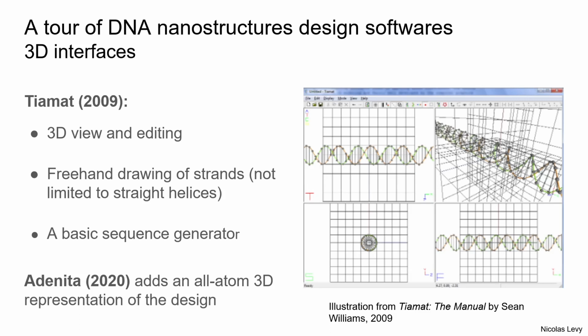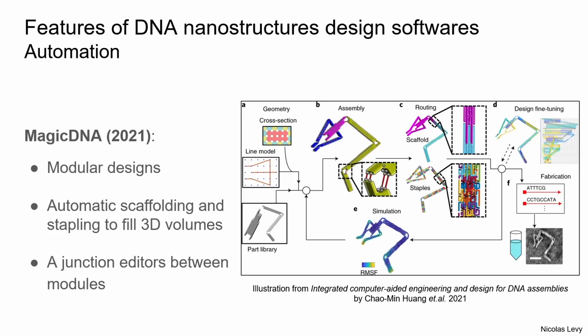It should also be noted that Tiamat comes with a basic sequence generator and is therefore not limited to DNA origamis. Tiamat and CADNano are very complementary softwares. One of the main features of EnsNano is to combine a CADNano-like 2D interface with a 3D editable view of the design. There are several softwares that automatize certain parts of the design process.